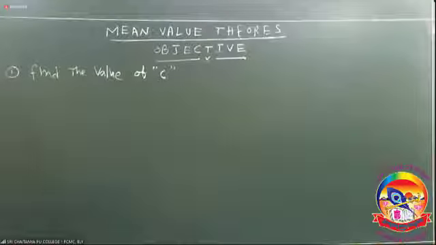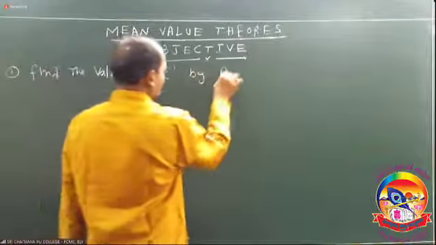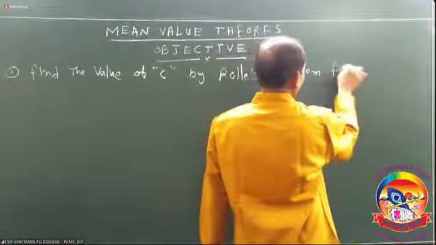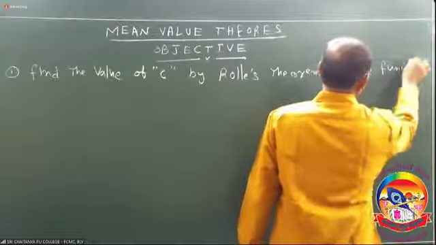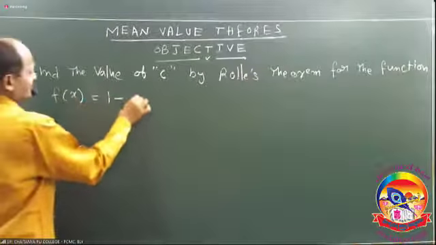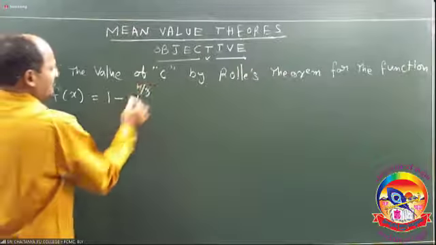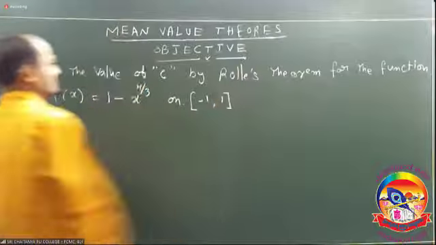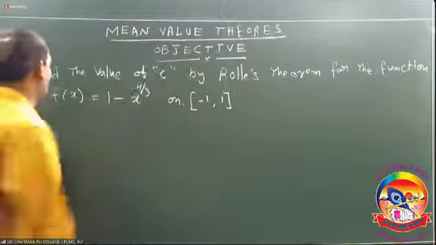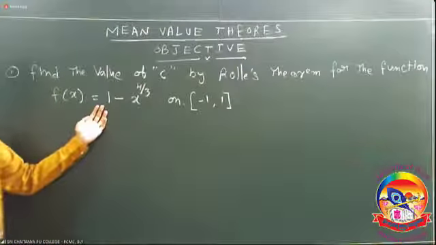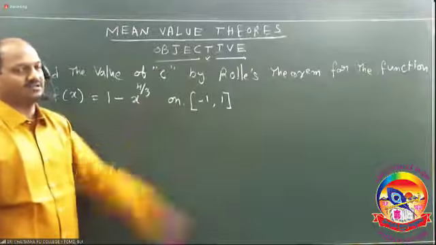Find the value of c by Rolle's theorem for the function f of x is equal to 1 minus x power 4 by 3 on the interval minus 1 comma 1. Okay? This is the objective question. Find the value of c by Rolle's theorem for the function f of x equal to 1 minus x power 4 by 3 on the interval minus 1 comma 1.